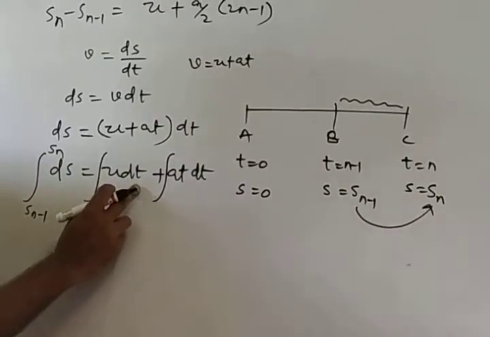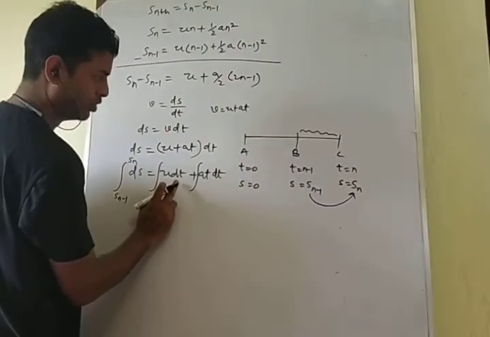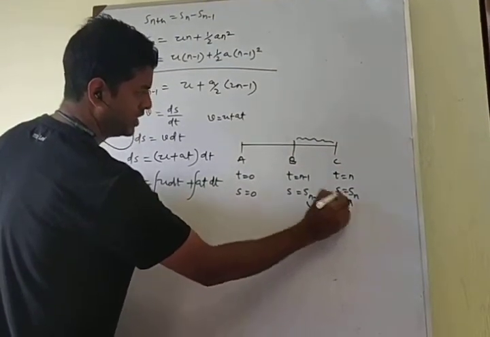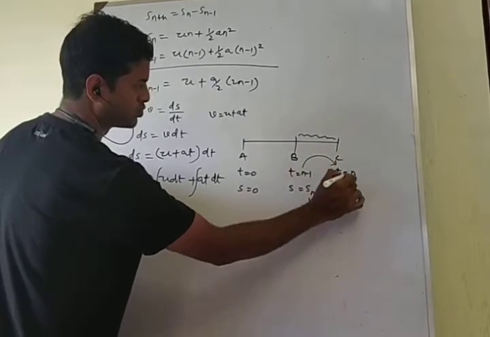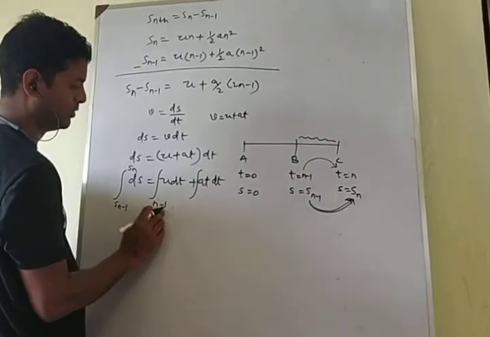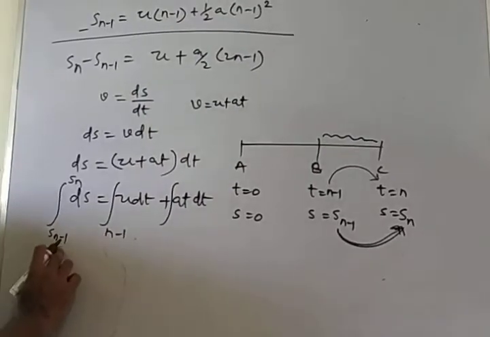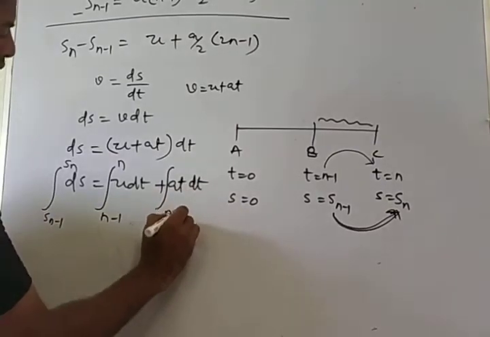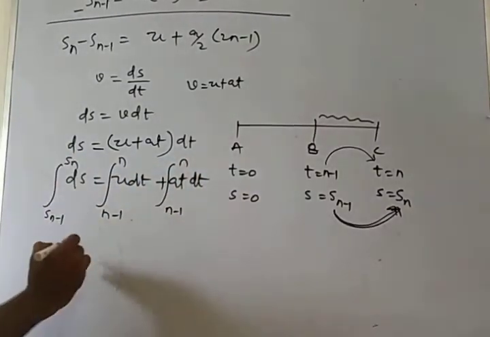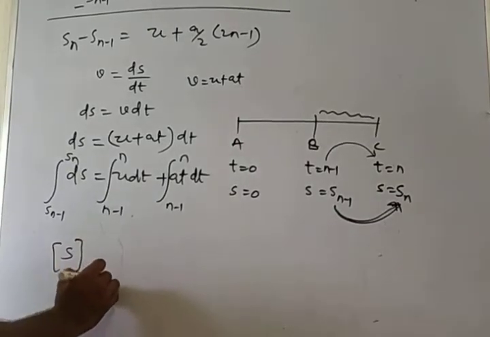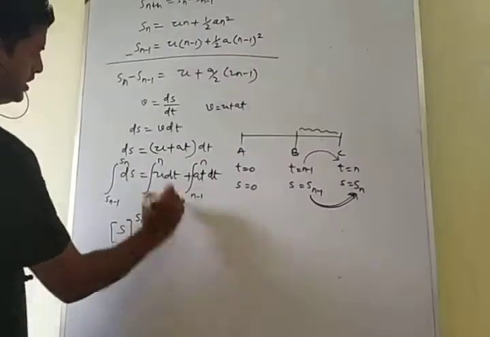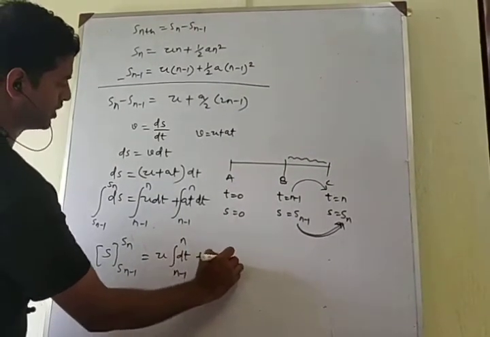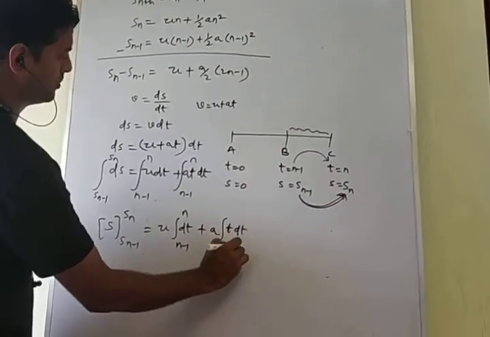Now in u dt, dt is the variable, time is the variable. When the body changes its position from Sn minus 1 to Sn, it changes its time from n minus 1 to n. So n minus 1 is the lower limit of the time when the position is Sn minus 1, and n is the upper limit of the time when the position is Sn. So for time I am putting n minus 1 to n. Now integration of ds is s, from Sn minus 1 to Sn, equals u taken common, integration of dt from n minus 1 to n, plus a taken common, integration of t dt from n minus 1 to n.